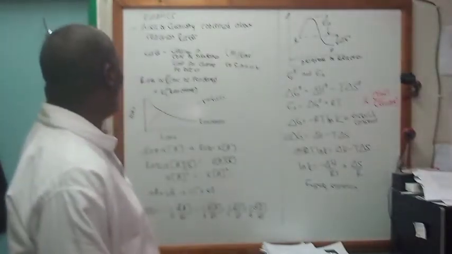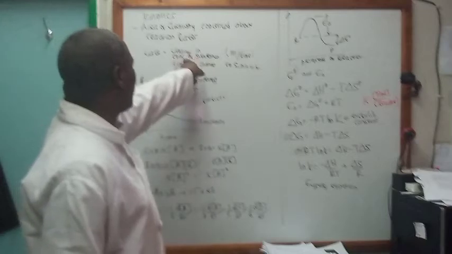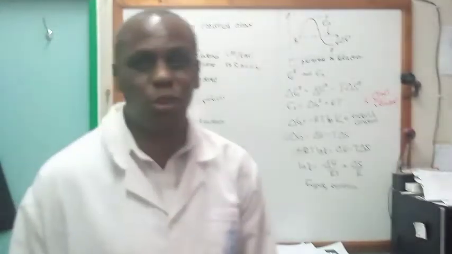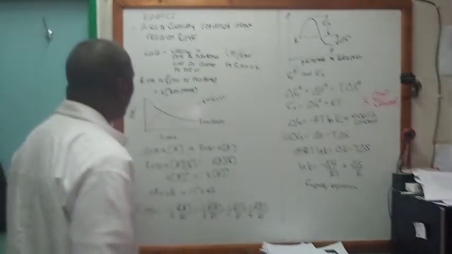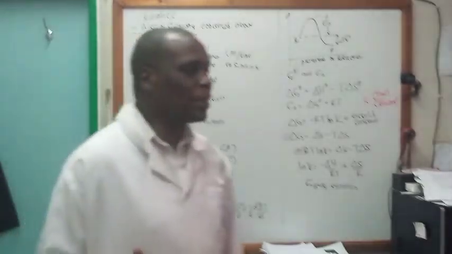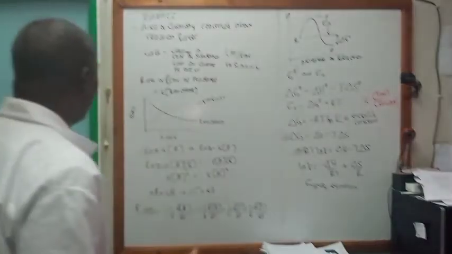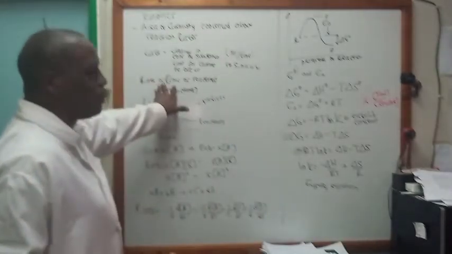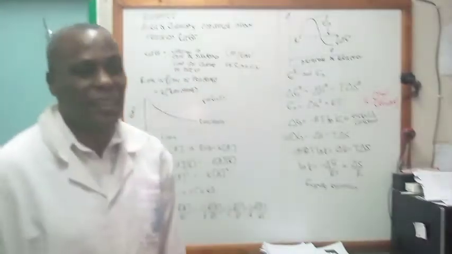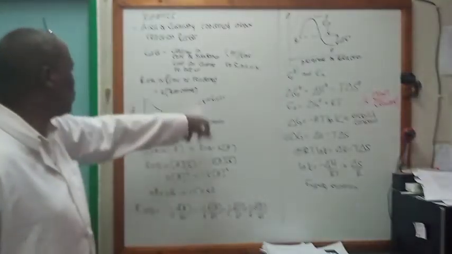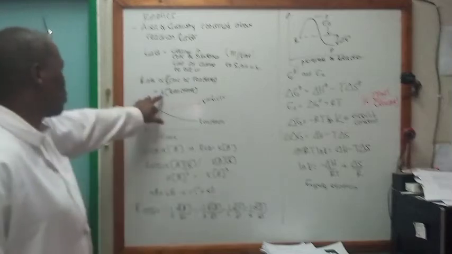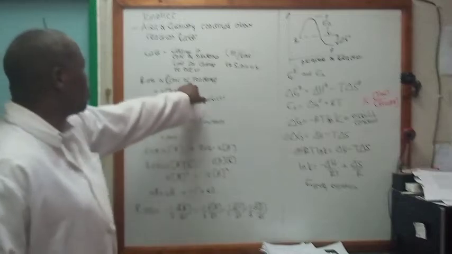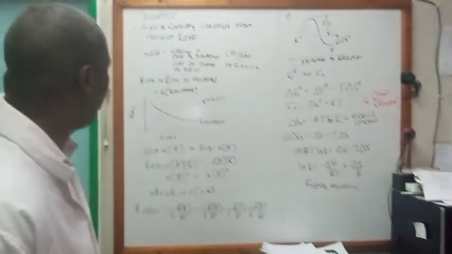So the rate in this case is going to be proportional to the concentration of the reactants. If you're going to remove the proportionality sign, you're going to say there is a constant which you put next to the one which will be changing. In this case, it is the concentration.